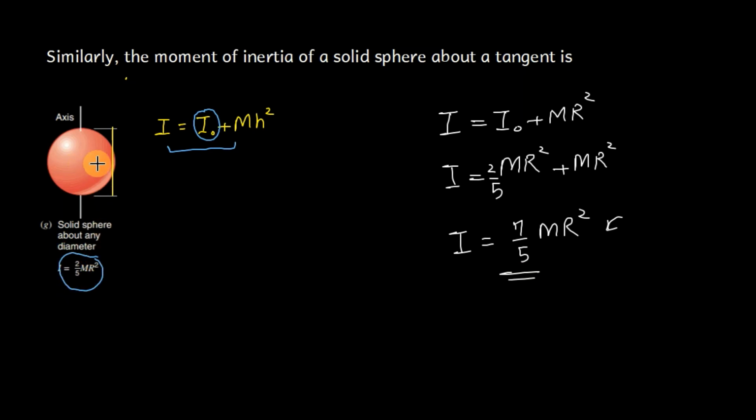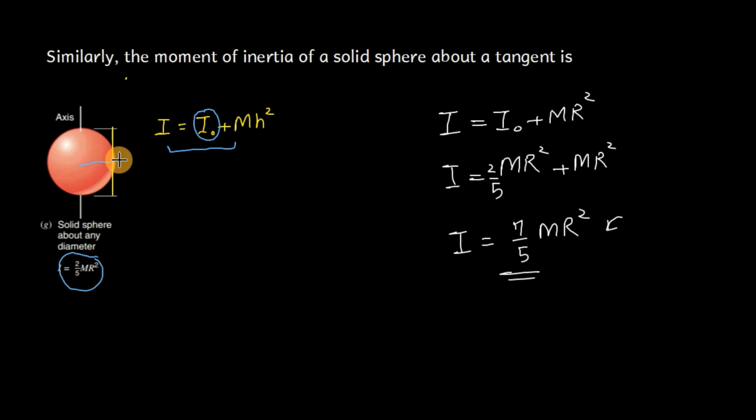And again, the distance between this tangent line and the center of the sphere is equal to r. So again, replace h by r. So we obtain I equals I naught plus mr square, that is 2 over 5 mr square plus mr square. By adding this, we obtain 7 over 5 mr square. Again, the rotational inertia of the solid sphere is increased if we rotate it about this line.